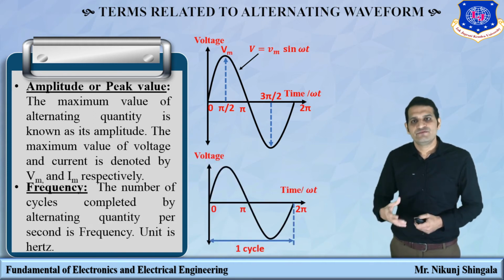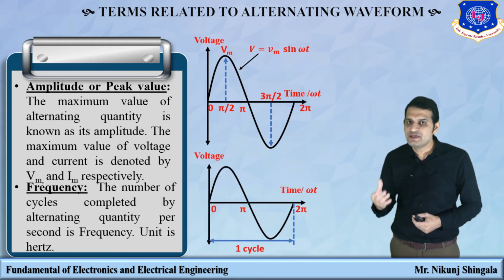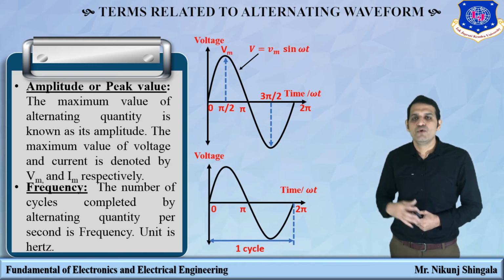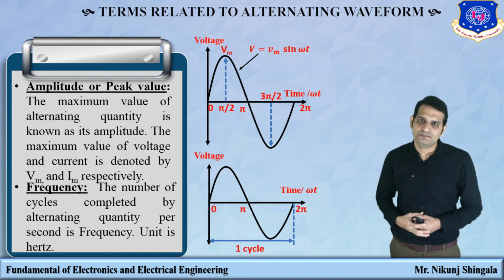The next one is frequency. Frequency is related to the time period; both have an inverse relationship. The number of cycles completed by an alternating quantity in 1 second, that is, per second, is known as frequency.